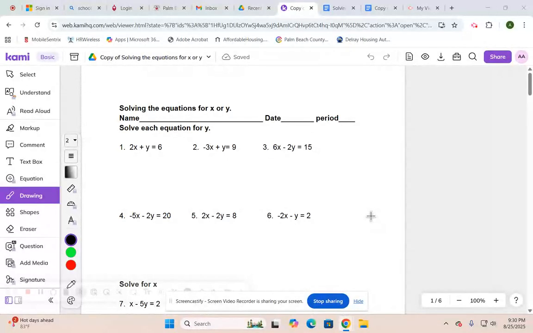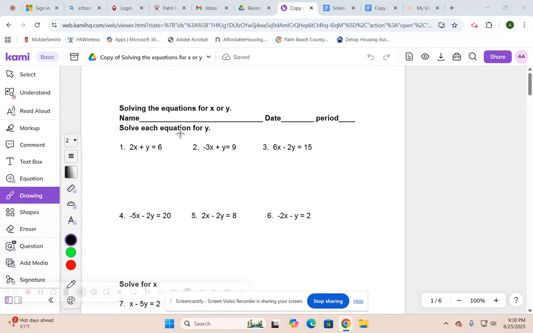Hi everyone. In this practice, we're going to learn how to solve an equation for x or y. Or basically we can say we're going to rewrite the equation in terms of x or y. Alright, so let's go ahead and look at the first equation.